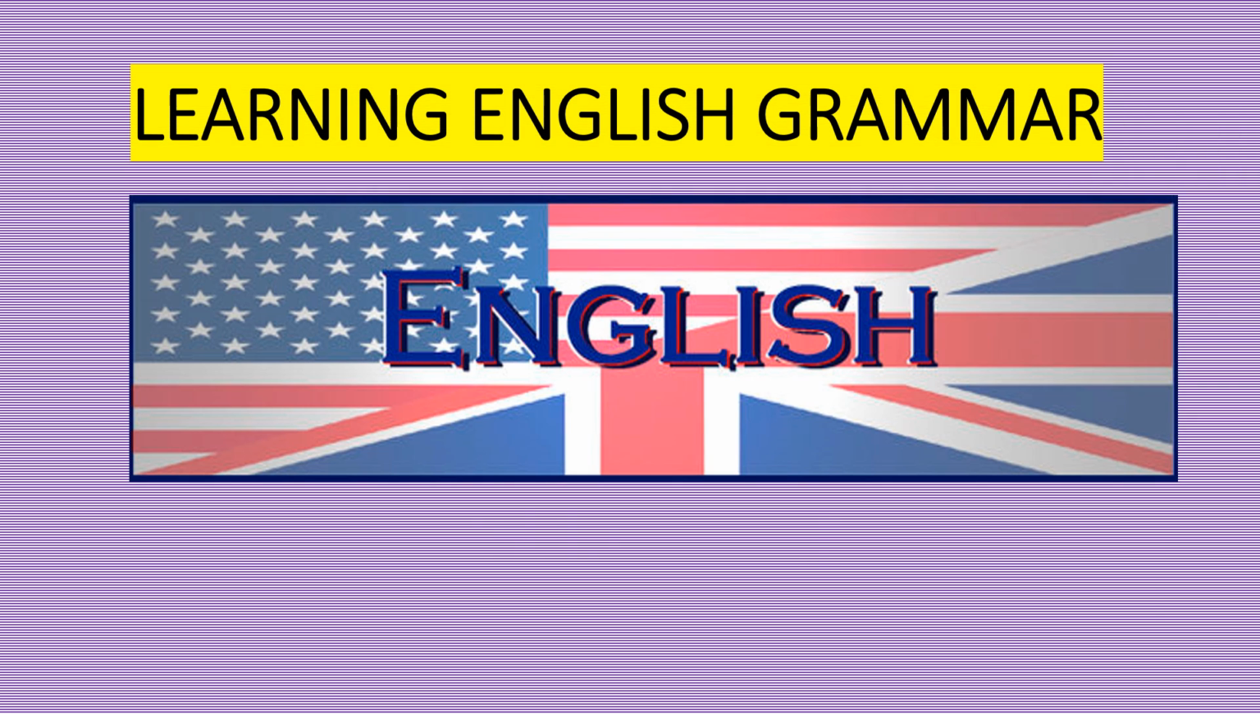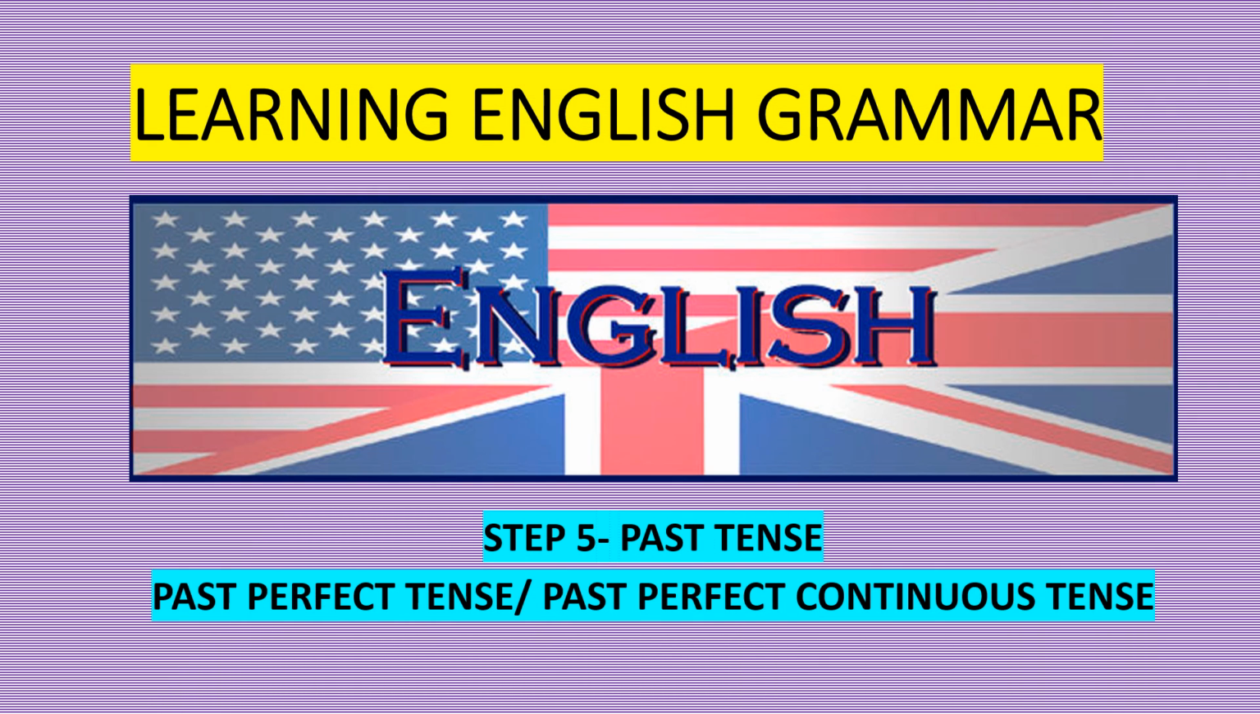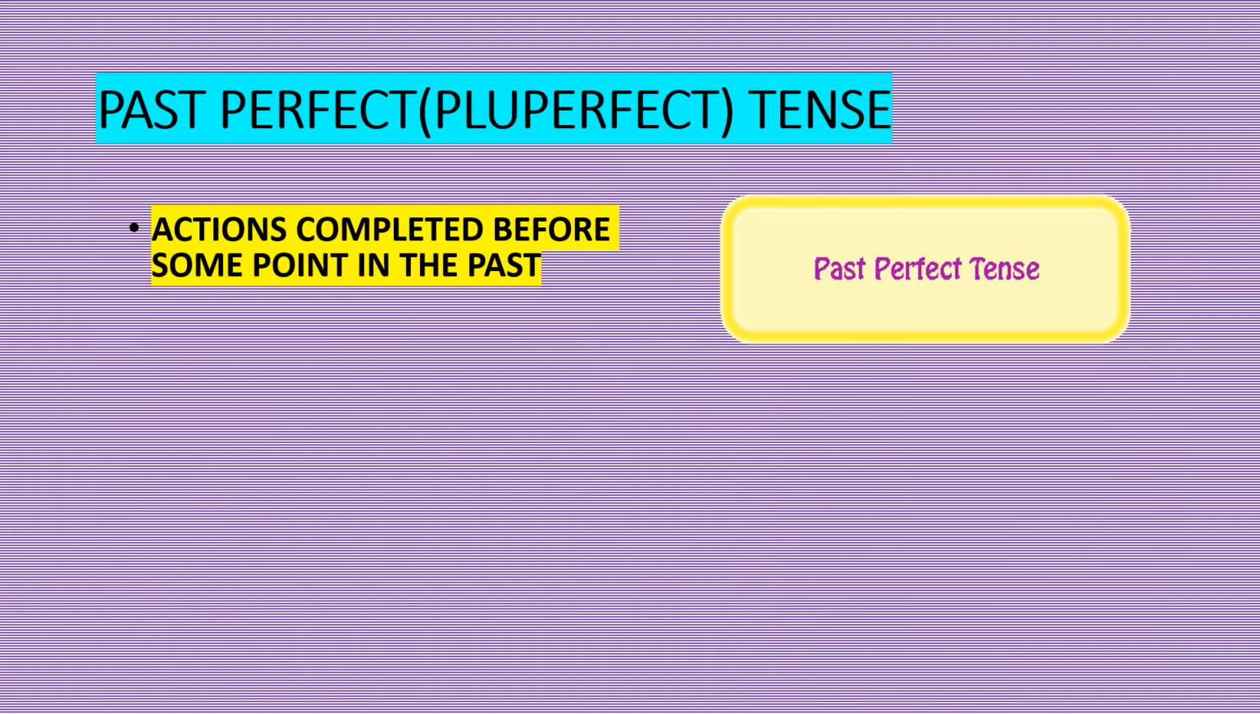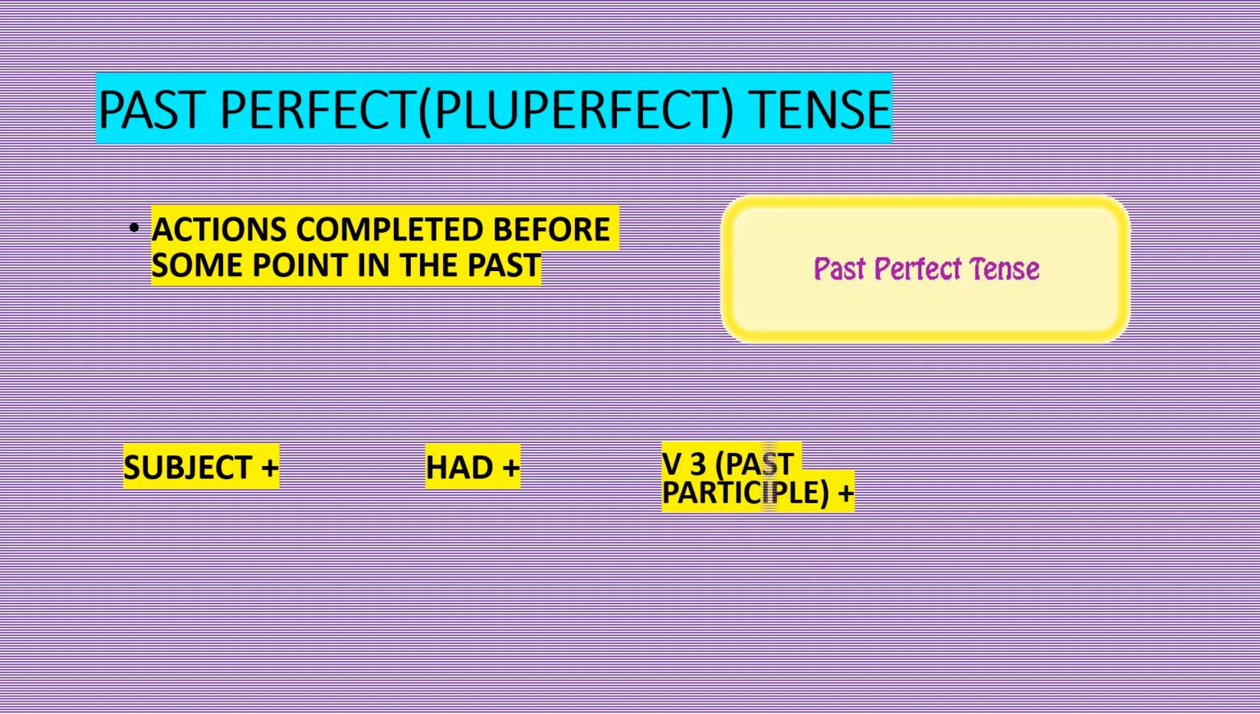Hi students, welcome to the Step 5 video on past tense where we'll discuss the past perfect tense and the past perfect continuous tense. The past perfect, also called the pluperfect, is a verb tense used to talk about actions that were completed before some point in the past.